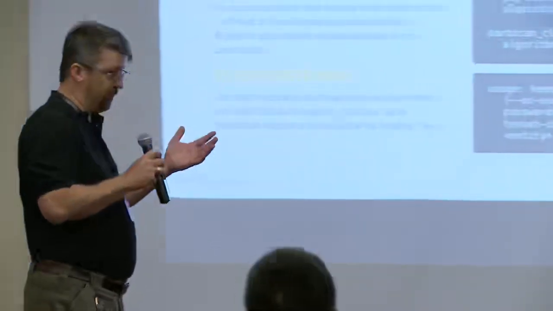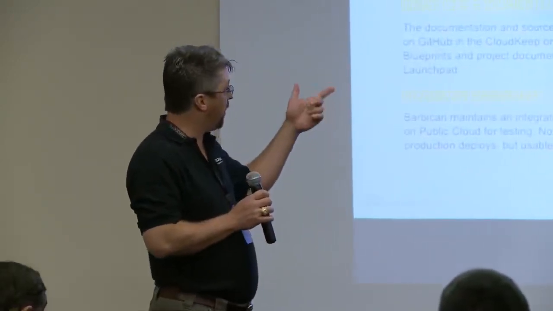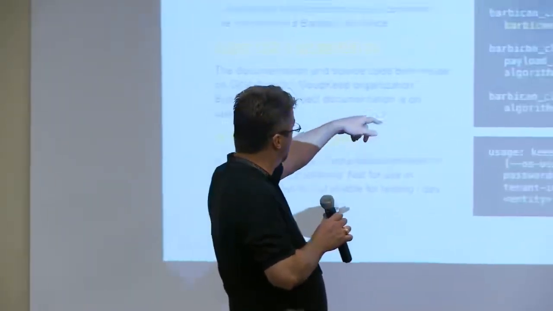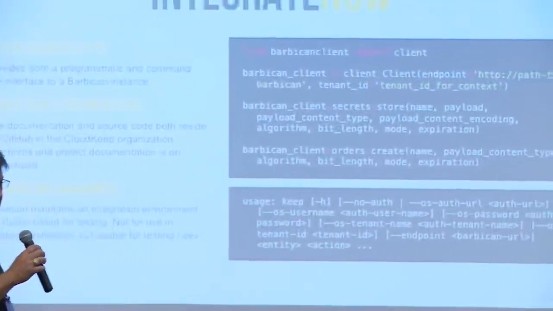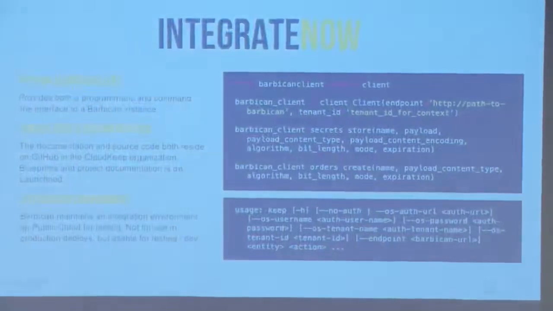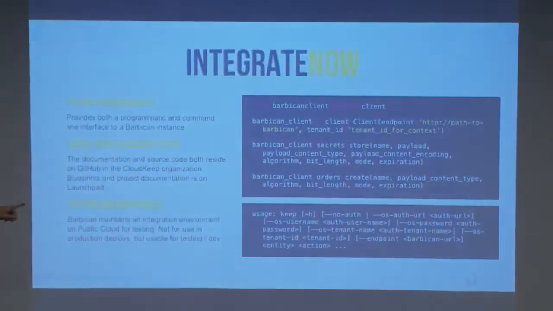So if you're interested now and you want to start playing around, there are existing libraries out on GitHub for this. We have the Barbican client, right? You can just import the client. It's a Python library. There's a simple example of doing some secret store and secrets create calls. And then there's also the source code and documentation up on GitHub under the Cloud Keep organization.